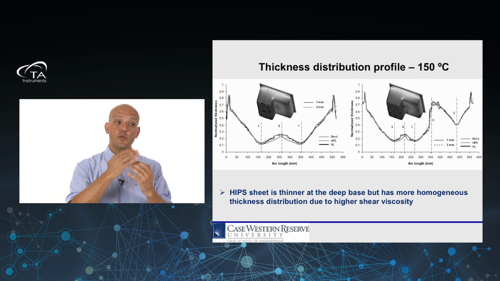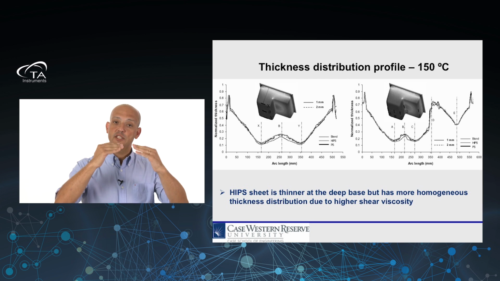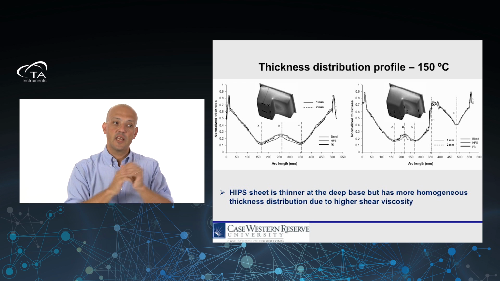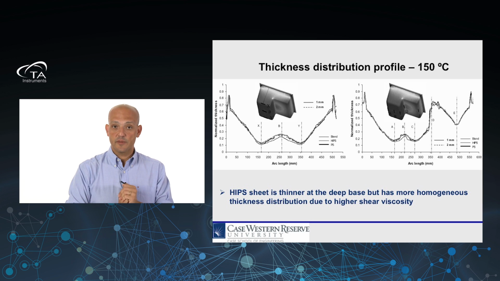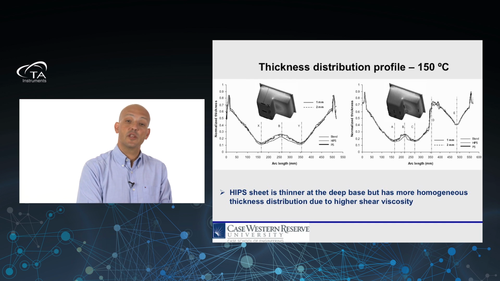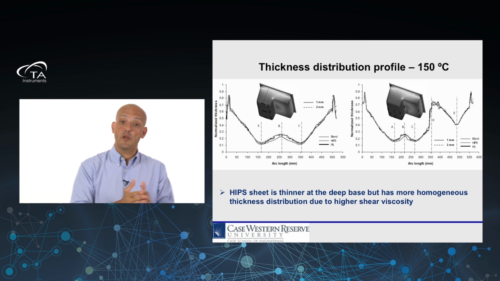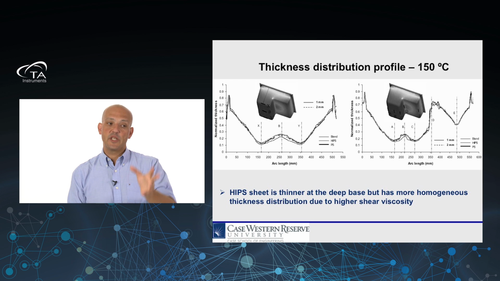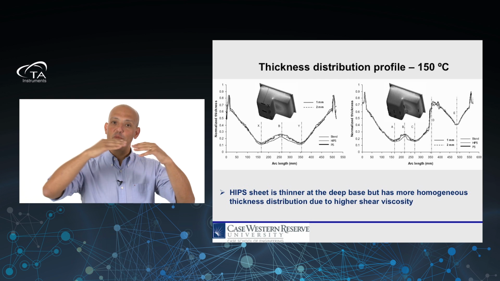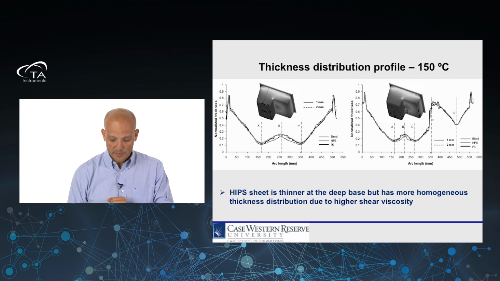So really, what we might want to do in this case is tweak the processing conditions in a way that we increase, or at least improve the thickness distribution across the entire base and not make it as thin at the corners. And for that, to model this accurately, we need to have not only the shear flow behavior, but also the extensional flow behavior. All right? In this particular case, because the shear viscosity of the high impact polystyrene is slightly higher, you have actually a more homogeneous distribution along the base.